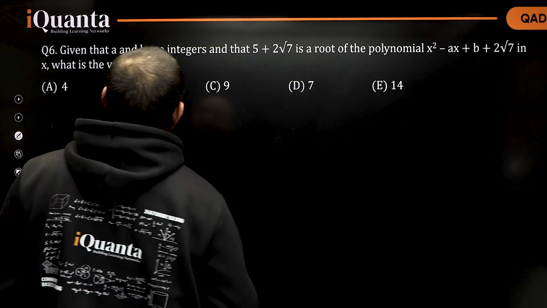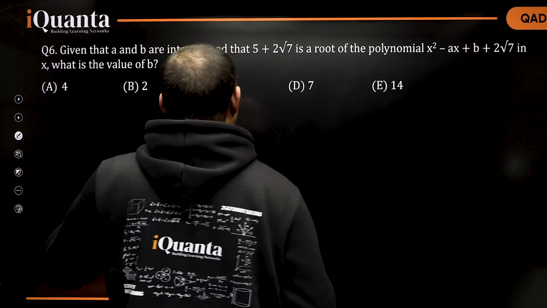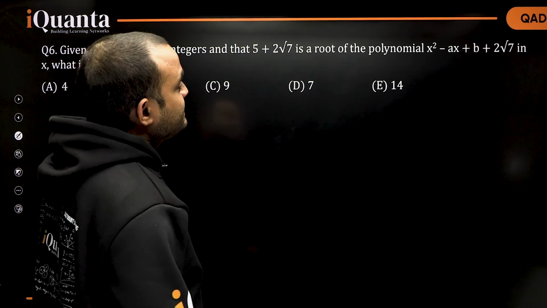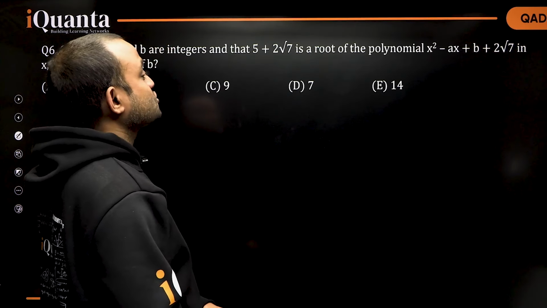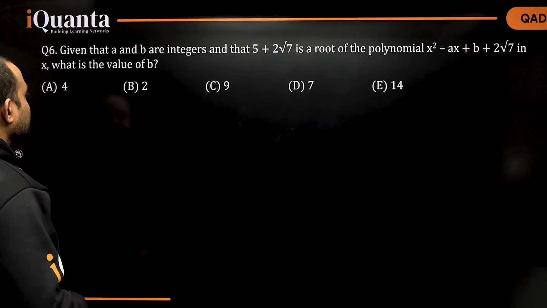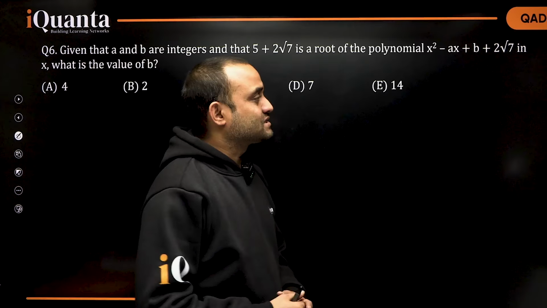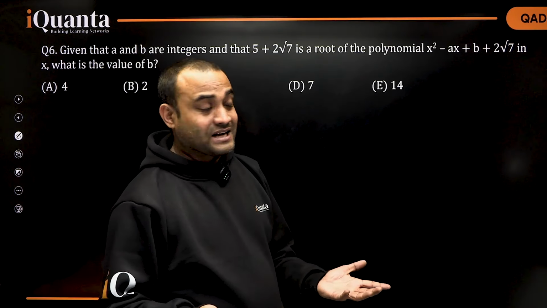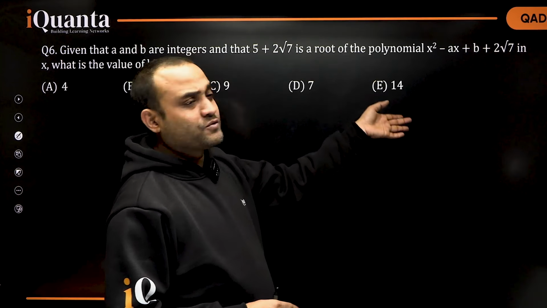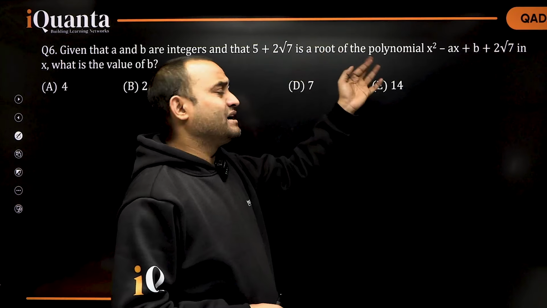Given that a and b are integers and that 5 plus 2 root 7 is the root of the polynomial x square minus ax plus b plus 2 root 7 in x, what is the value of b? So one method that comes to my mind is I am taking another root, something like k, and then finding the sum of roots, product of roots, and then compare a and b.